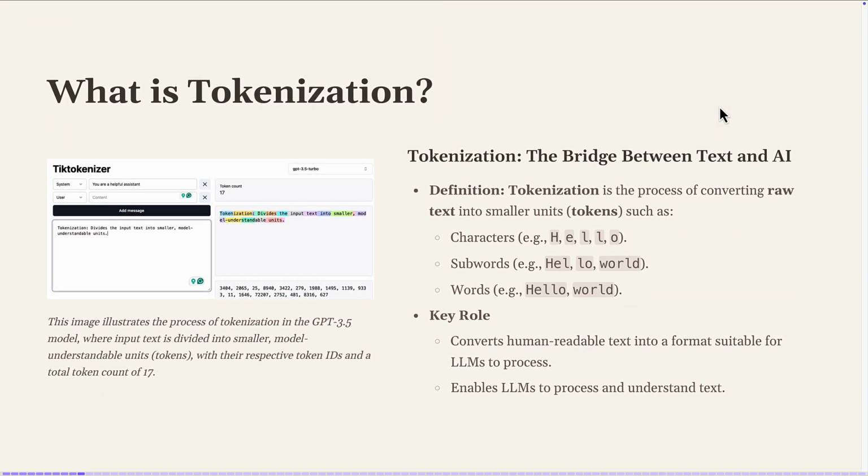So let's look at how tokenization works. This is the GPT 3.5 turbo tokenizer. And tokenization is the bridge between text and AI, as already explained, because AI will only deal with numbers. And this is the process of converting raw text into smaller units that we call tokens. One way of tokenization is character-based tokenization. I can just take each character and consider this my smallest unit. That's one of the possible ways.